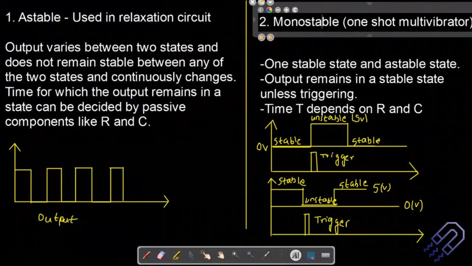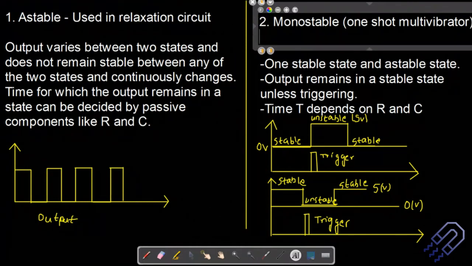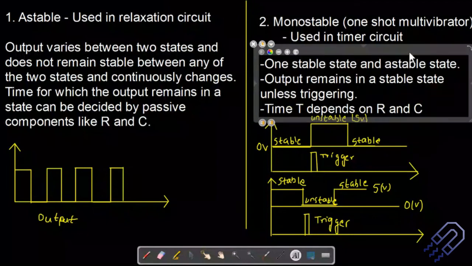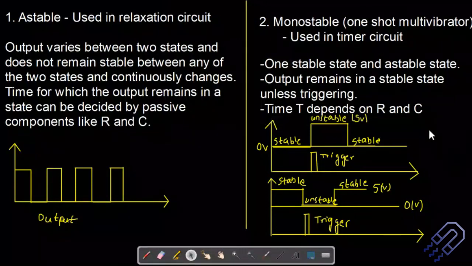However, if we are considering a monostable, it is basically used in a timer circuit. In one of the classes I did tell you about the 555 timer. So that is actually used in a timer circuit. Timer circuit means that after a certain period, the state of the circuit will change. It will become an off state or it will come to an on state and so on. So that is basically called a timer circuit. So this is your astable and monostable multivibrator.